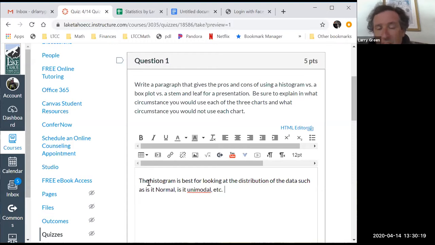Another good thing about a histogram is that almost everyone knows how to read it. It is also practically universally understood, which is not true of the other two. Any questions about that piece right there? Okay. What does it not tell you?